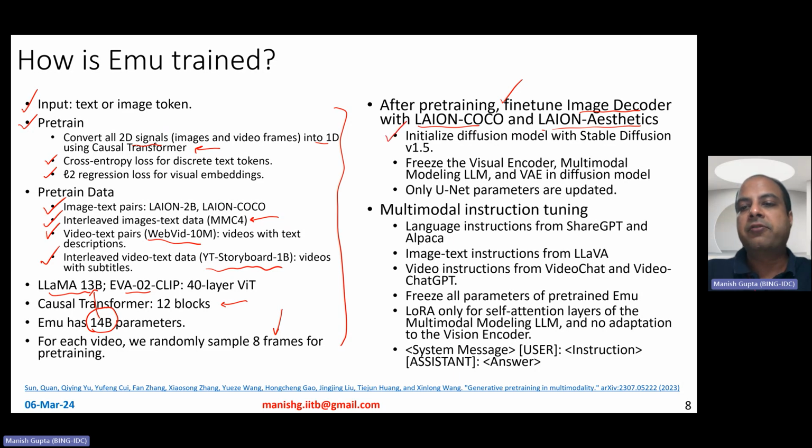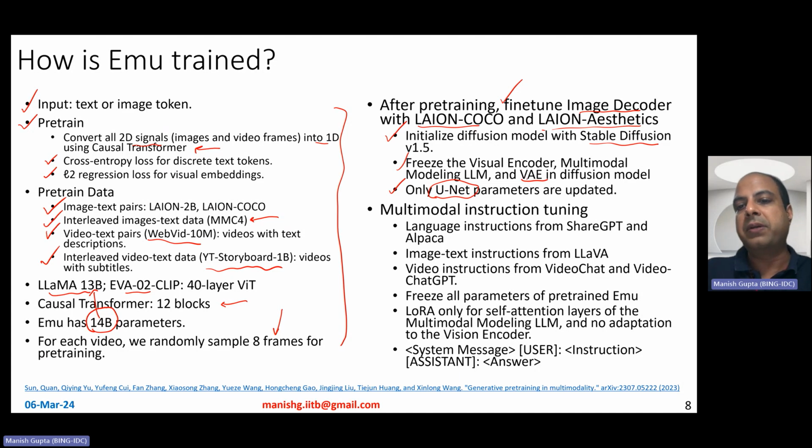To do this, you initialize the diffusion model with Stable Diffusion v1.5, and then you freeze everything else in EMU. So the visual encoder, multimodal LLM, the Llama model, the VAE in the diffusion model, and only the UNet parameters inside this stable diffusion are updated. Even the VAE is sort of fixed. That's also frozen. Okay.